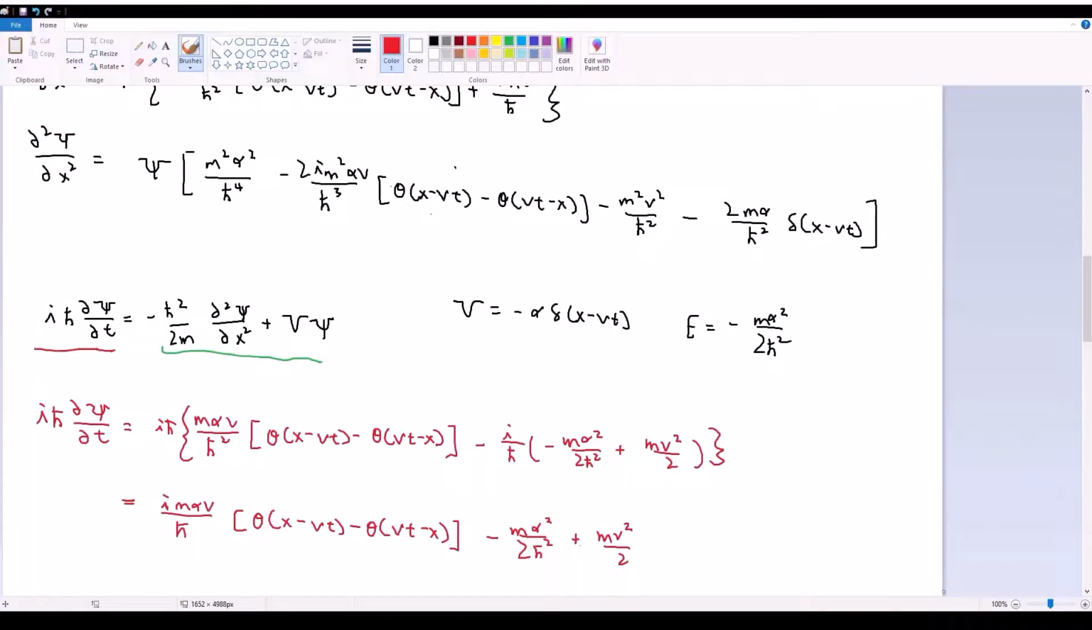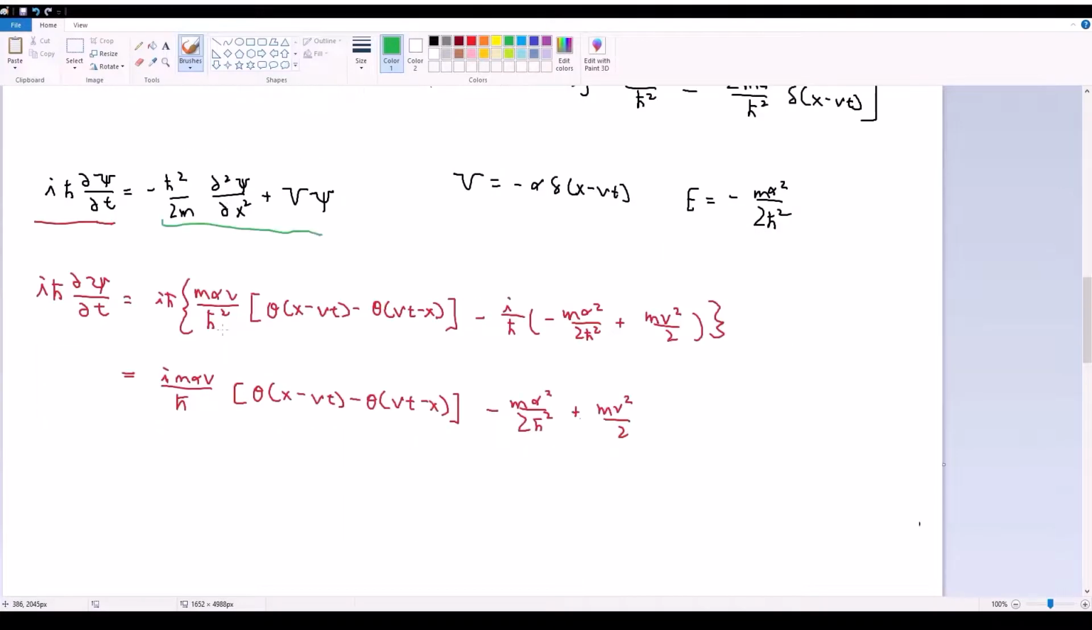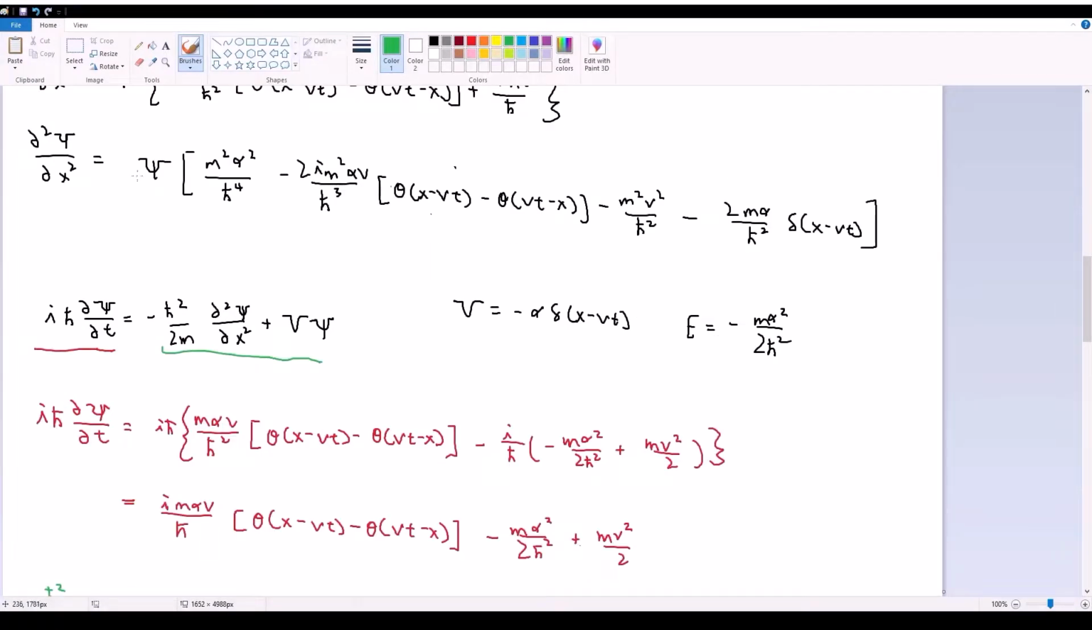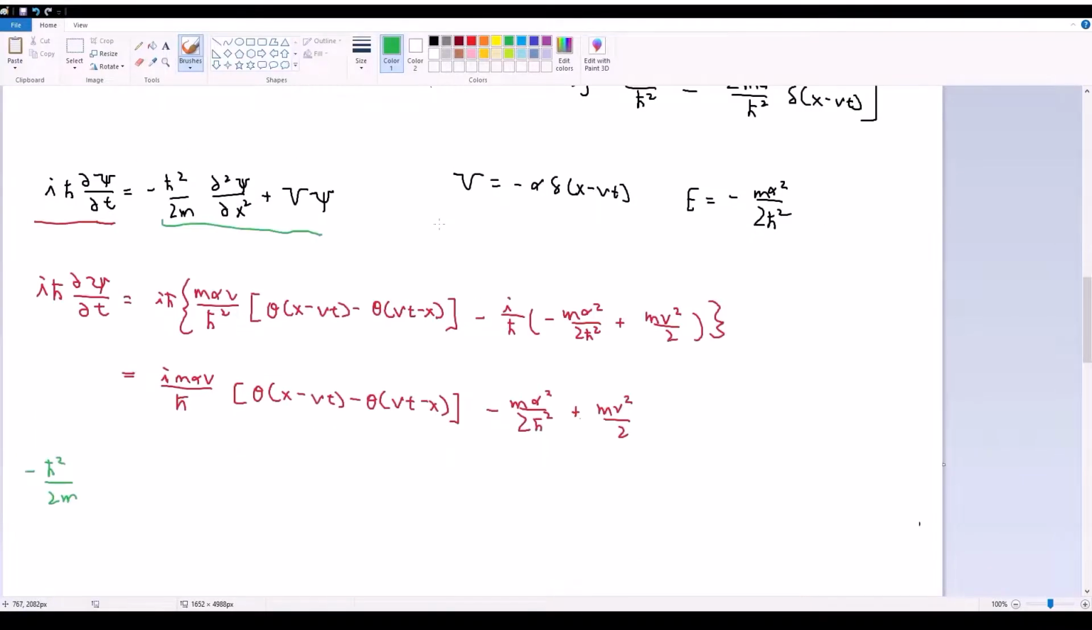Let me just double check that that is in fact correct. Theta(x − vt) − theta(vt − x) − mα²/(2ħ) + mv²/2. Yeah. So next we do the green side. So −ħ²/2m times the second derivative, which is going to give us this mess. Remember, once again, we ignore all the psi terms because those just factor out when we're checking the Schrodinger equation. So this is going to be multiplied by this long, painful thing.